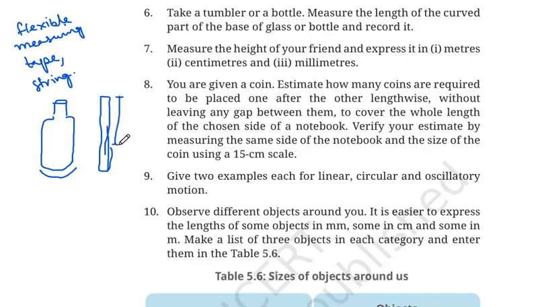So the string, suppose you measure up to here. Whatever marking is over there, you will get the answer. All right. Is that clear to all of you, or do I need to explain it more? Just remember, what you need to do is measure the length of the curved path of the base of the tumbler or bottle using a flexible measuring tape or a string, and then record the value in centimeter or millimeter as per the tape.